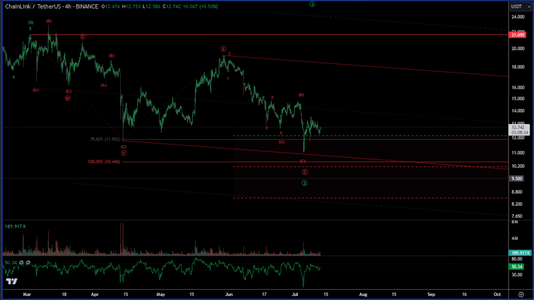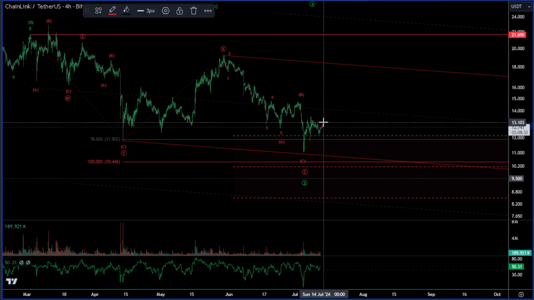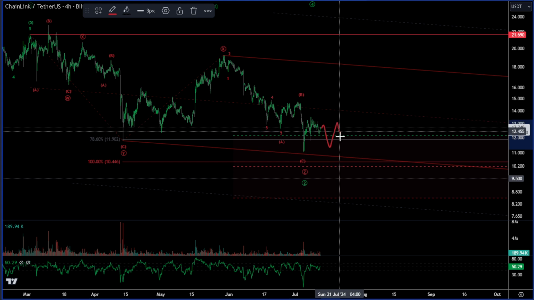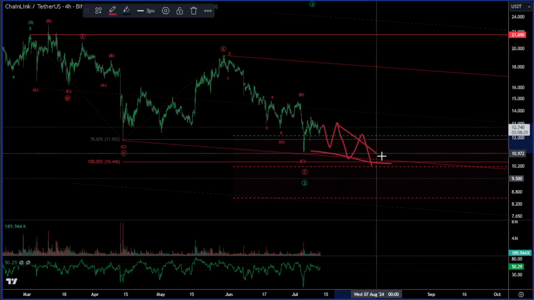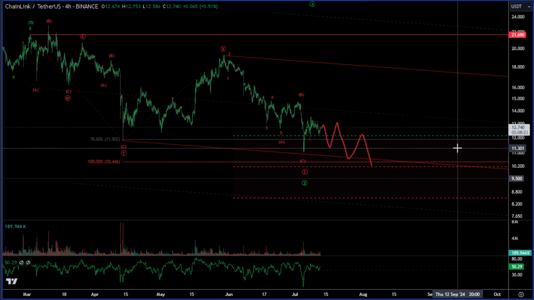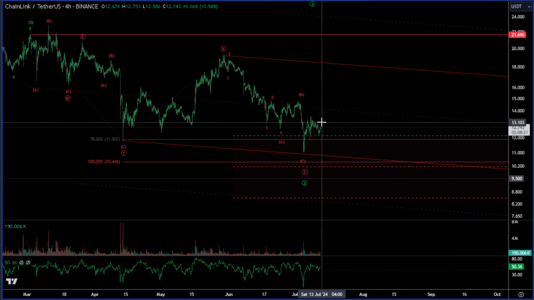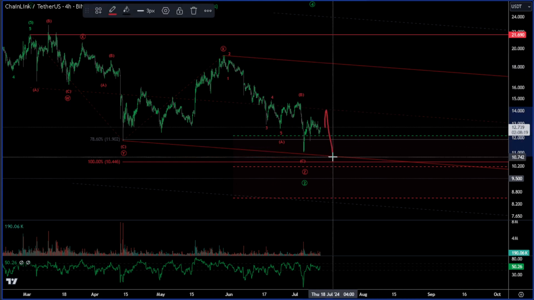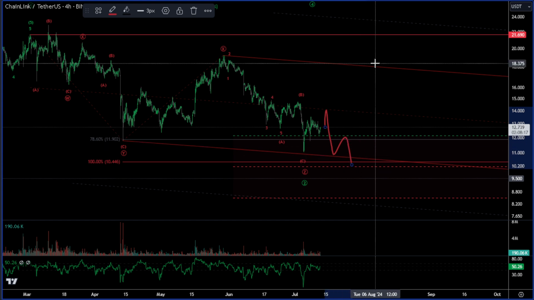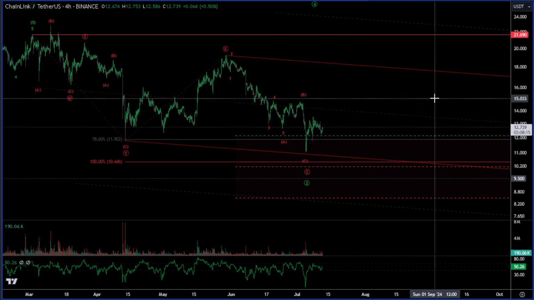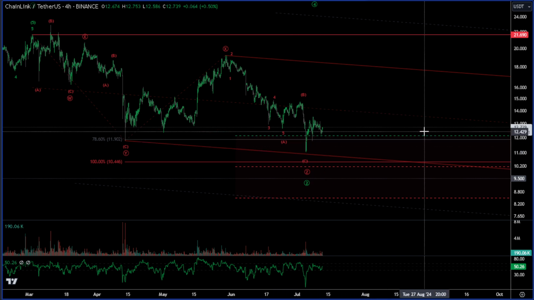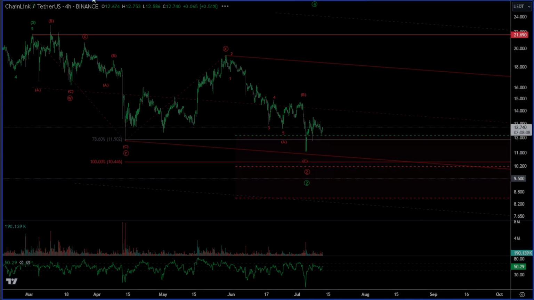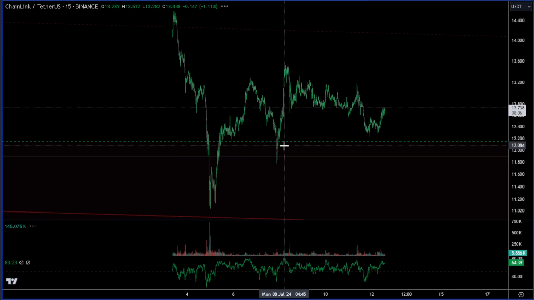So we'll see if this fails. I'd expect something like this, and then we come down, potentially make some sort of diagonal to complete and just chop sideways. Or we come up a little higher, make our 4-5. It's hard to say. We'll have to wait and see. But on the smaller time frames, it's not looking amazing yet. I was looking at the count earlier.